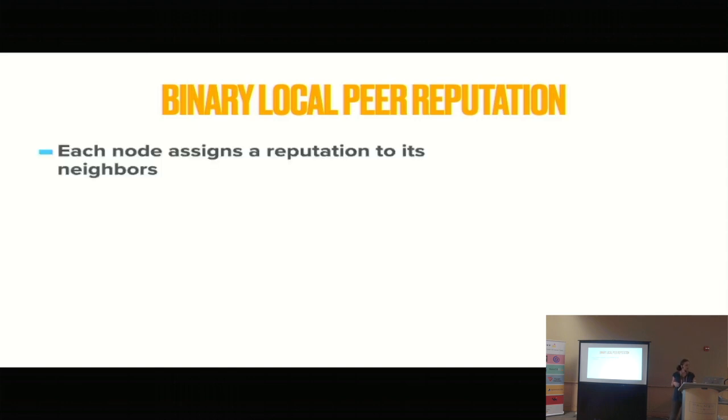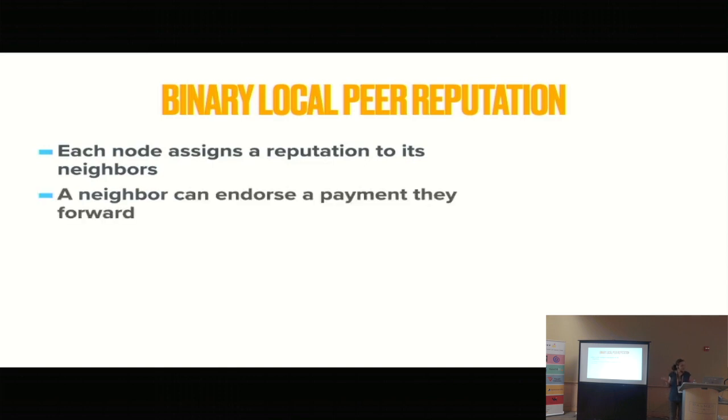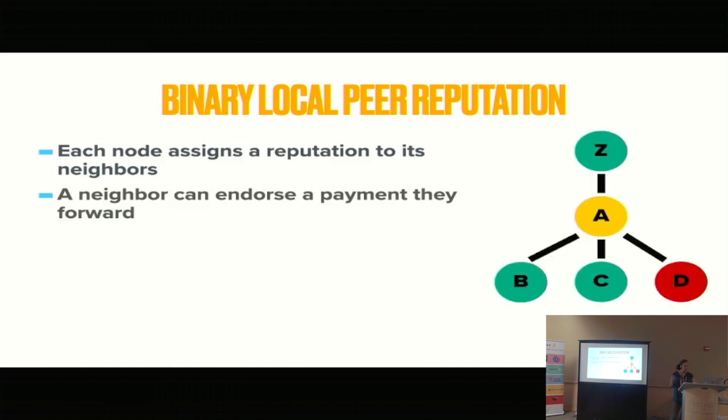And the idea here is, again, we give reputation to a neighbor, and then a neighbor can endorse payments that they forward to us. Okay, so a neighbor, first of all, has a reputation, 0 or 1, and when they're offering us a payment, they can say, did it come from a trusted source? Or did it come from an unknown source? I can't say what to do with this.